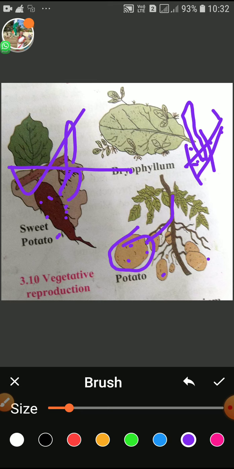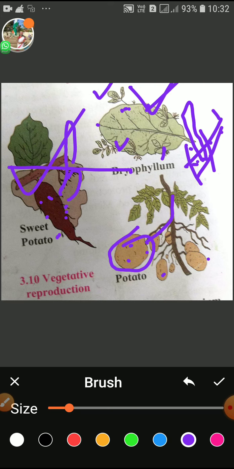Then leaf, this is the leaf of bryophyllum. Now on the leaf margins there are small buds. So when the leaf of the bryophyllum plant falls down and is buried under the soil, from the bud a new bryophyllum grows. You will see, this is a new plant growing. This is another bryophyllum growing. So on each bud a new bryophyllum grows. This is the example in case of leaf.